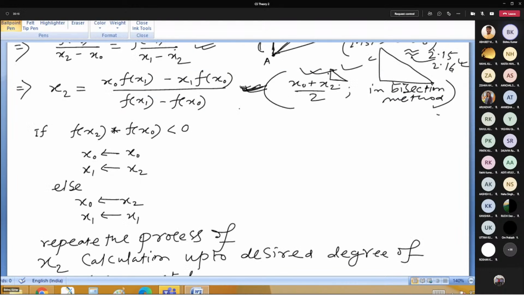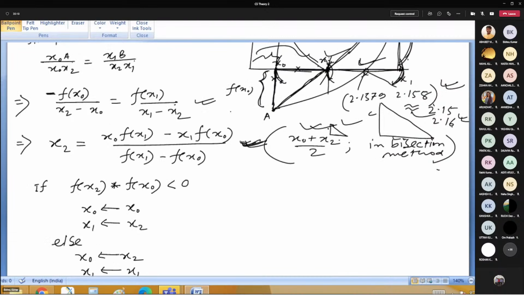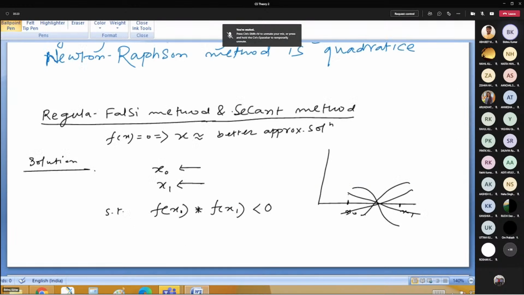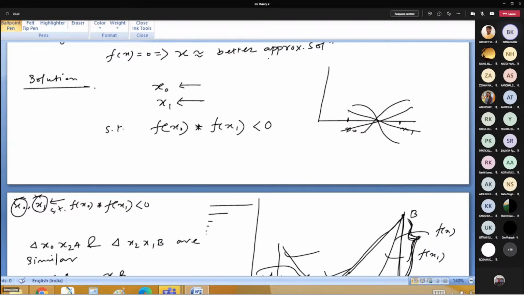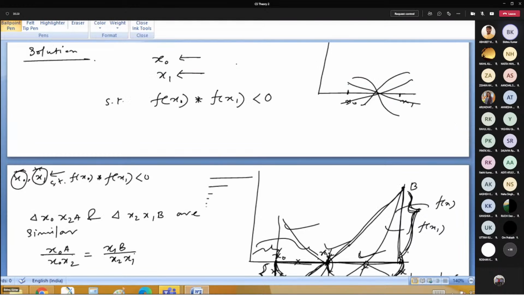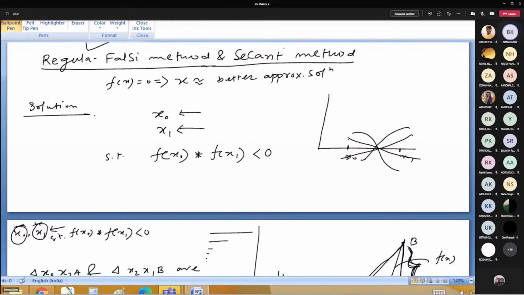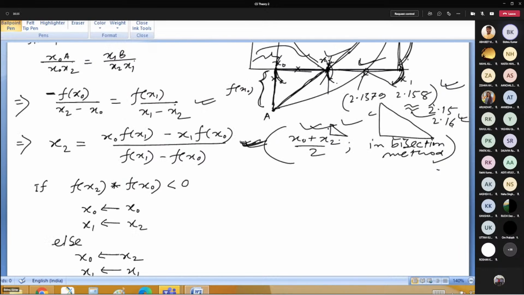So I think you can do this. This is known as the regula falsi method. For the time being, I would like to explain another method, what I told you, the secant method. Nicely, just watch and see what the difference is. Up to this much is okay.